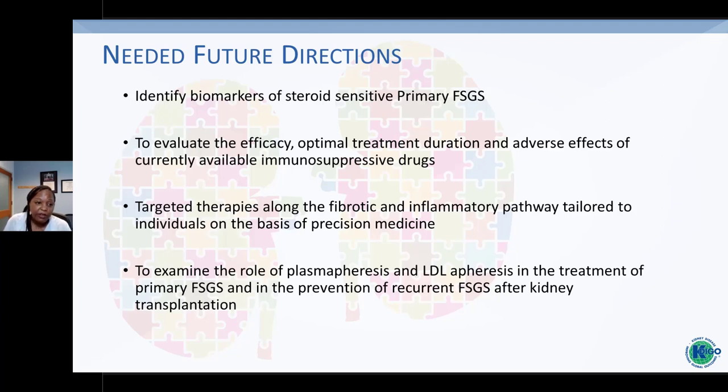We want to see the field advance with targeted therapies along the fibrotic and inflammatory pathway, which is tailored to our individuals on the basis of what we're learning through precision medicine. And then also think about therapeutics that are outside of medications per se, that may in fact also be of great use for our patient population.